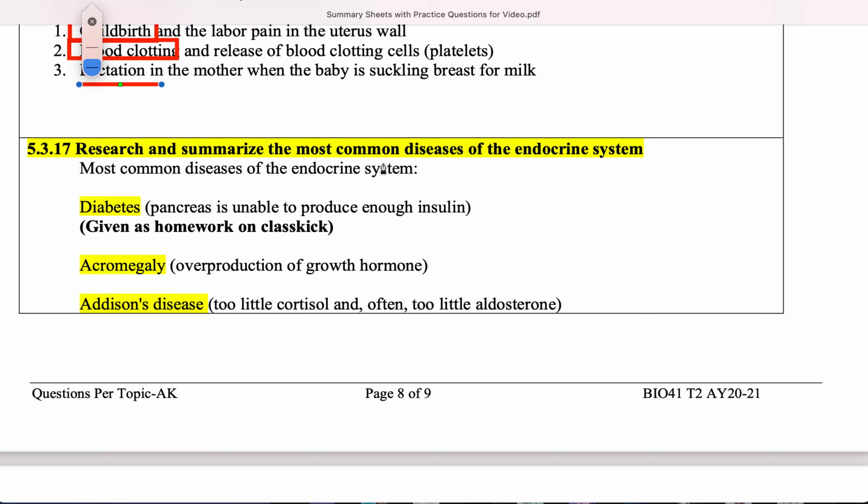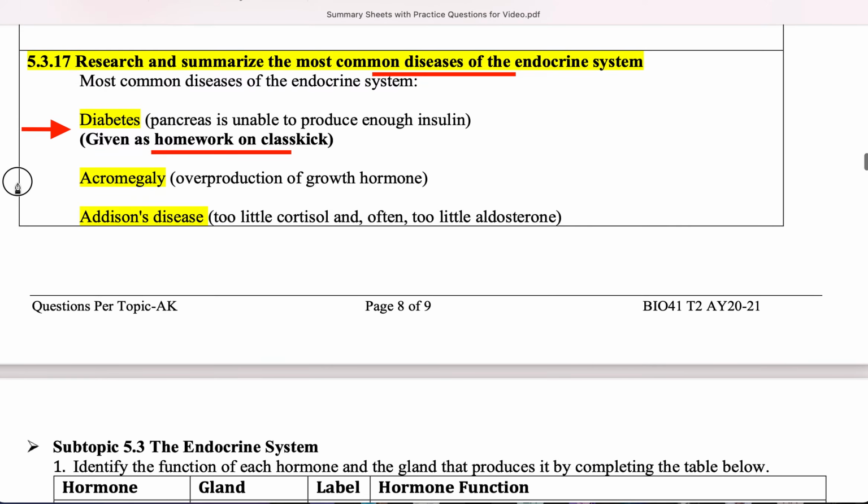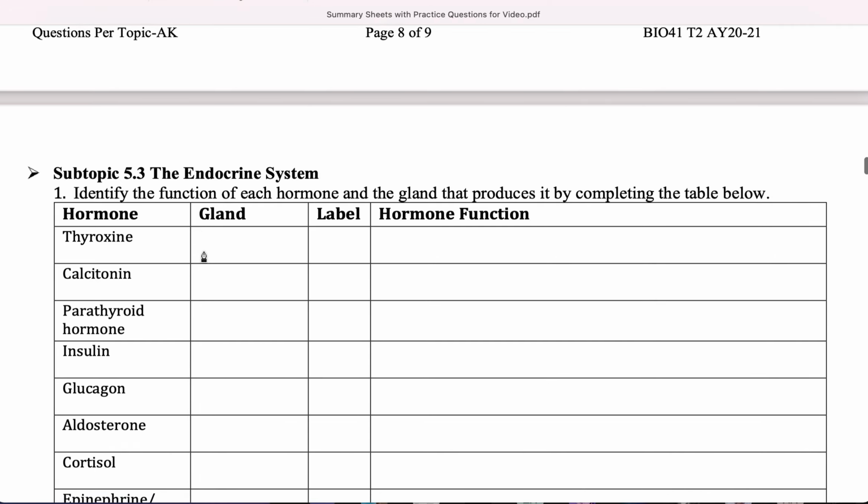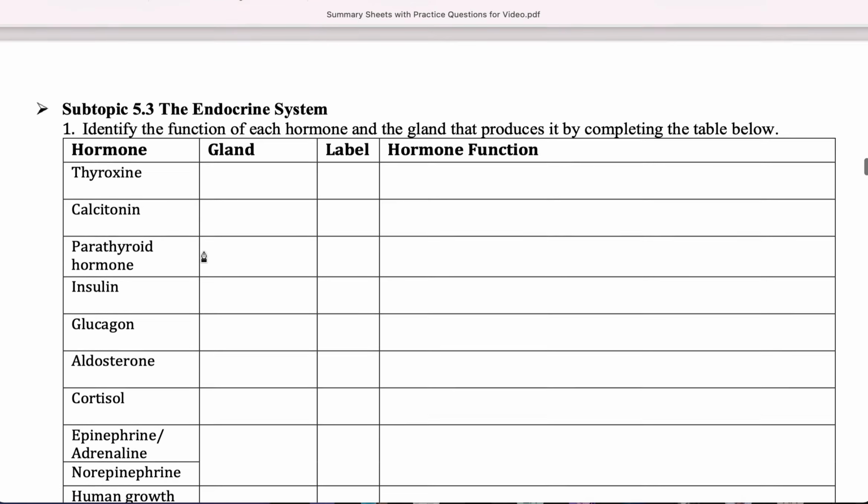There are some diseases that can happen because of the endocrine system, like diabetes. We have done the diabetes as a homework. It was there as a homework on the class kick. So you need to know the functions, and then these diseases are just like normal. Don't worry about these, but just remember that if there is any issue with the endocrine system, it will cause problems in your body that will cause the diseases.